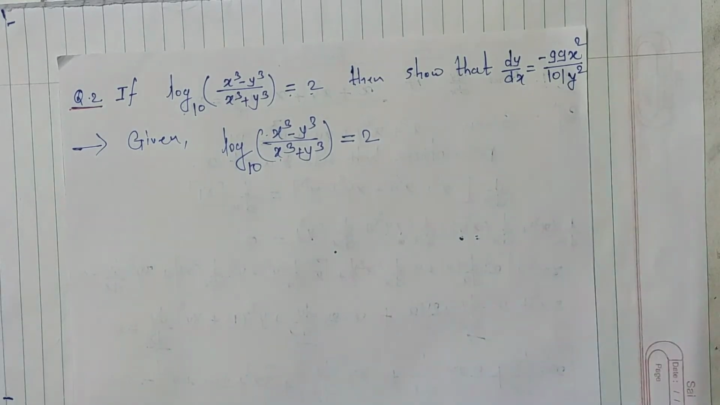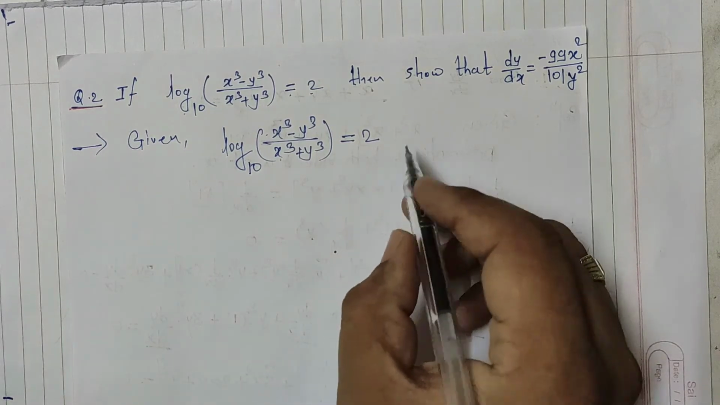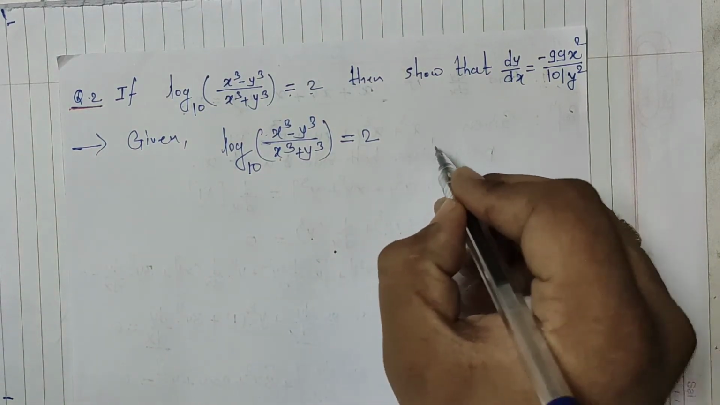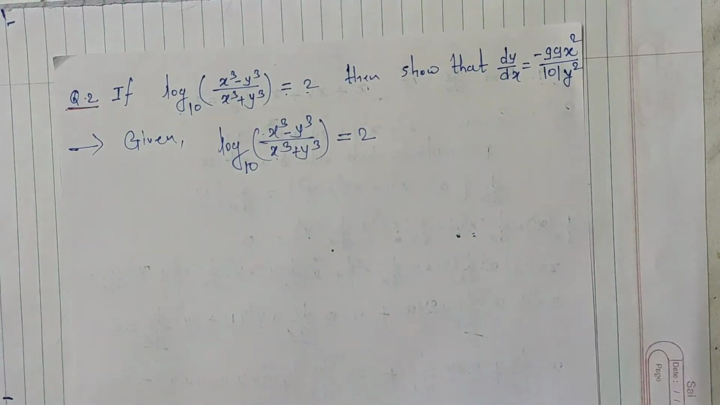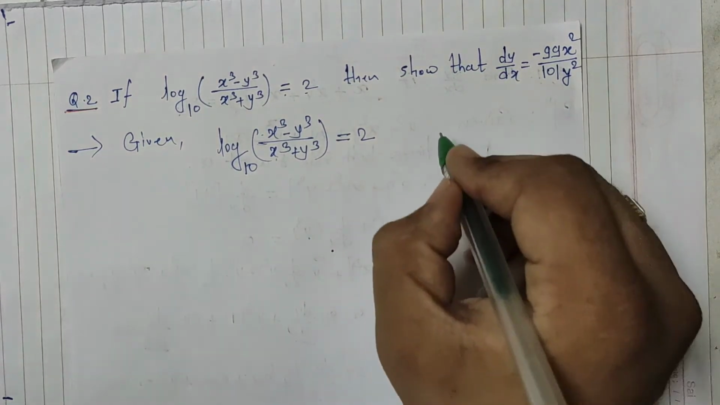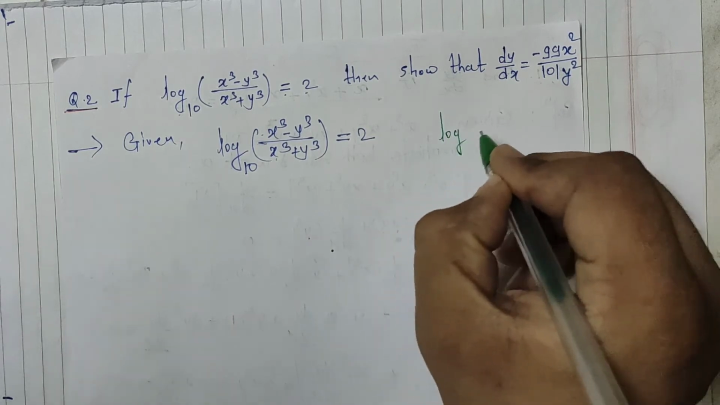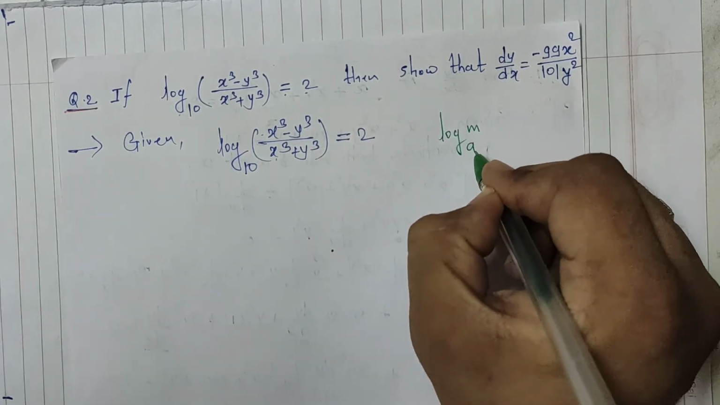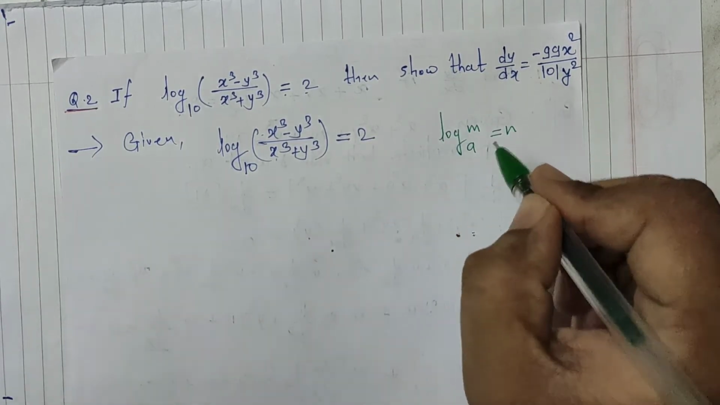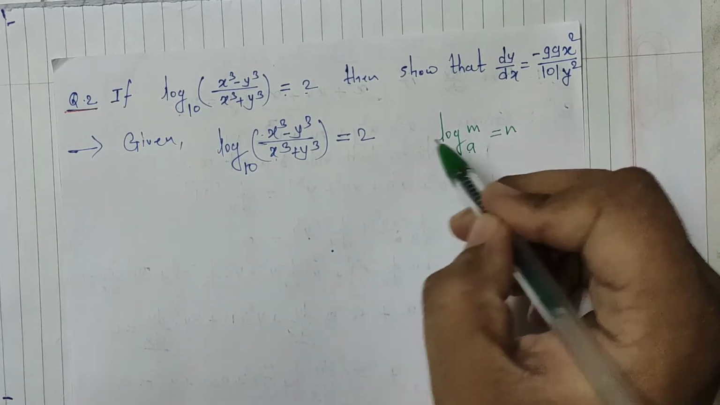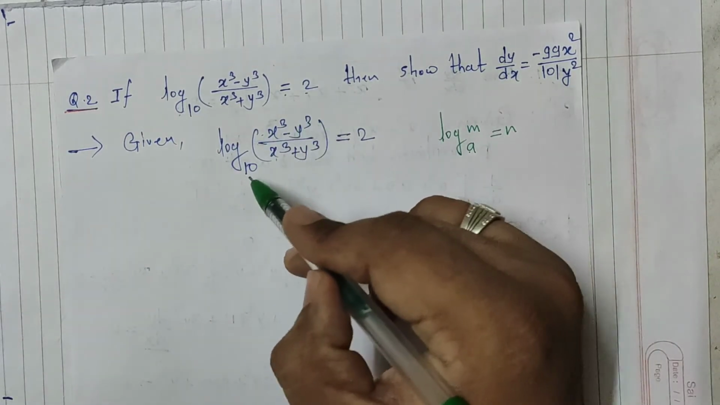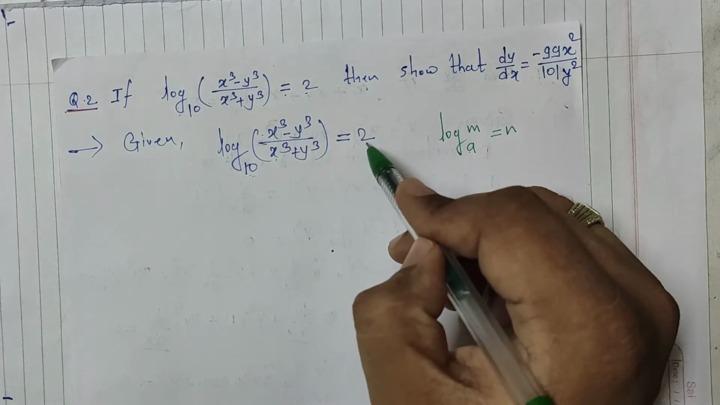And how to find? First of all, we use the log property. What is the log property? Log m to the base a is equal to n. Which form? Log m to the base a. Log of this bracket to the base 10 is equal to something, means 2.